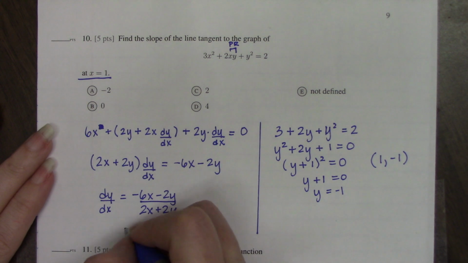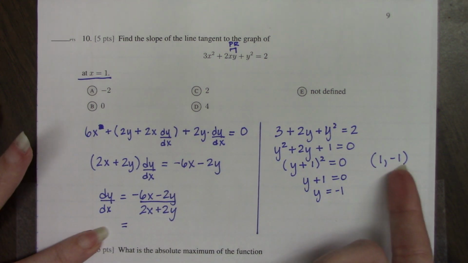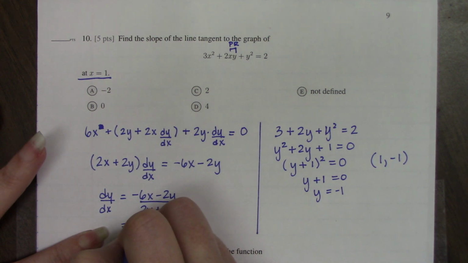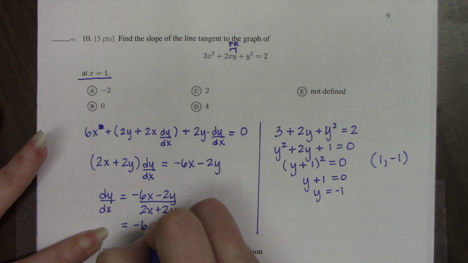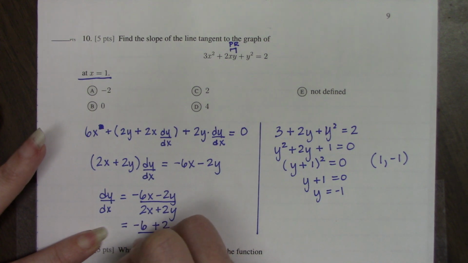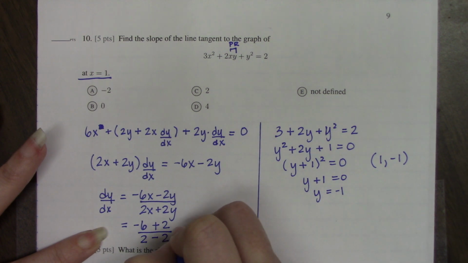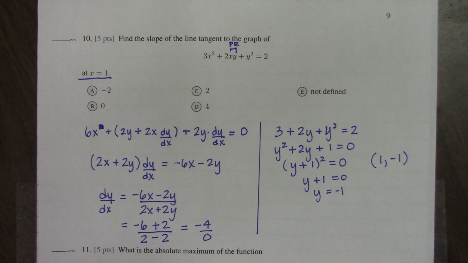So now I can come back over here and plug (1, negative 1) into my derivative. So negative 6 times 1 is negative 6. Negative 2 times negative 1 is positive 2. In the denominator, 2 times 1 is 2. 2 times negative 1 is negative 2. And this works out to be negative 4 over 0.